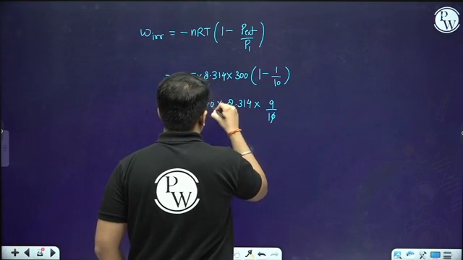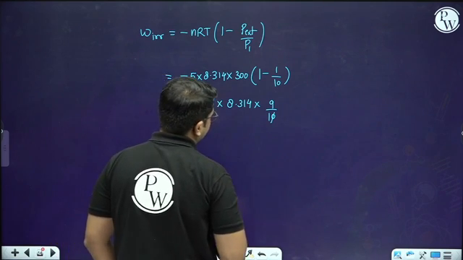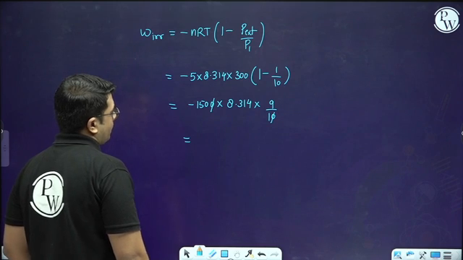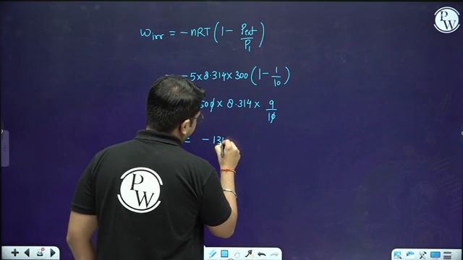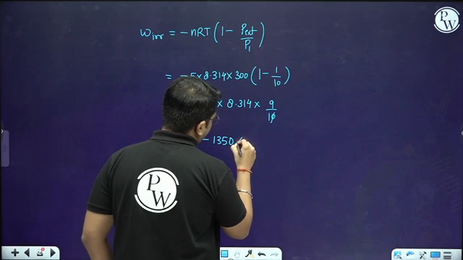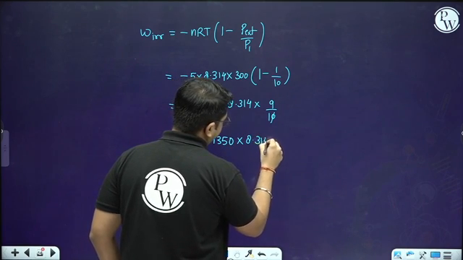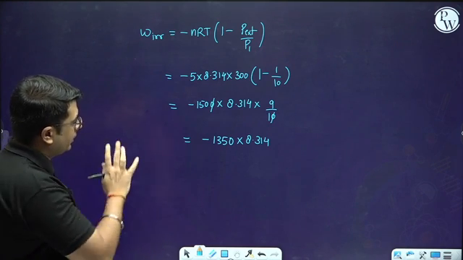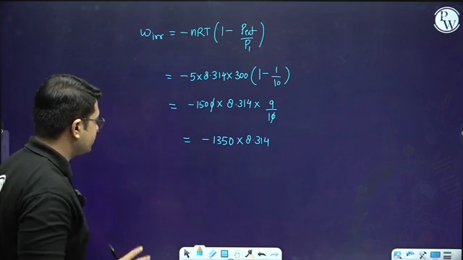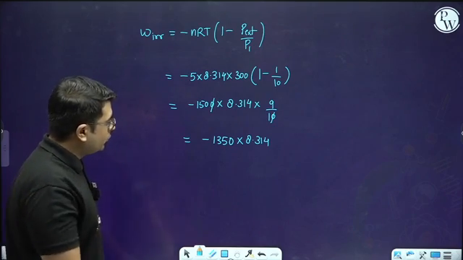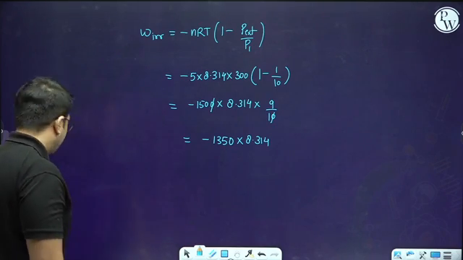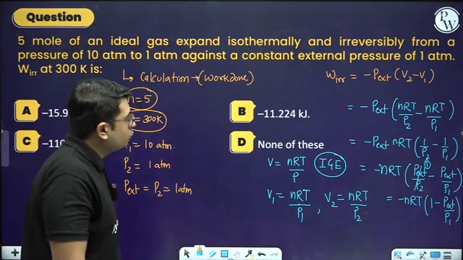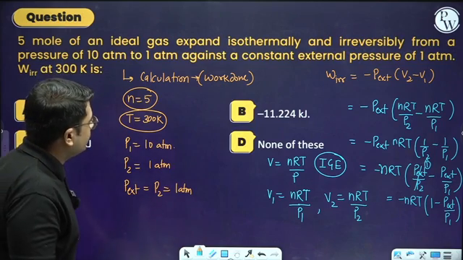So this will cancel out, this is 0. Then that will be minus of 1350 multiplied by 8.314. So we just have to solve this entire part. Minus 1350 multiplied by 8.314. Okay, and you will get your answer. I guess that will be 11.224 kilojoule per mole. Okay, that will be, I guess, option B.